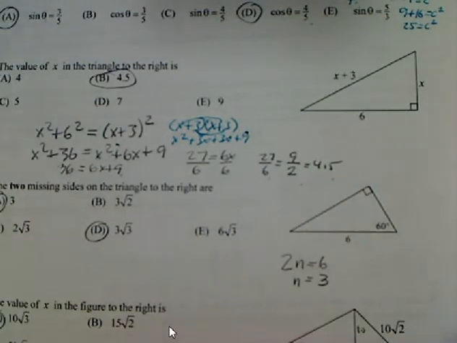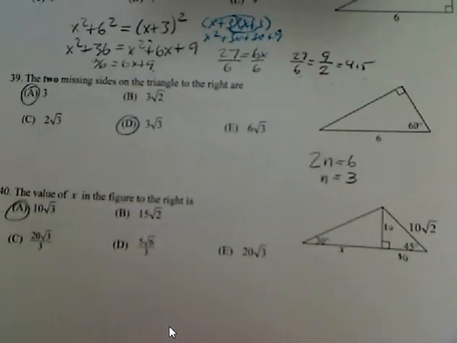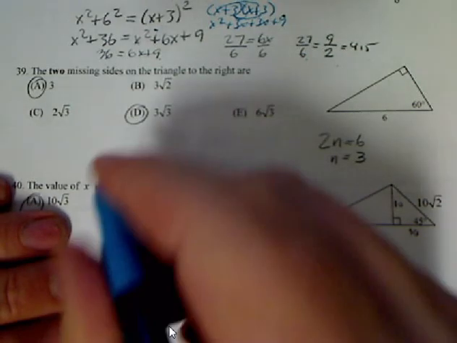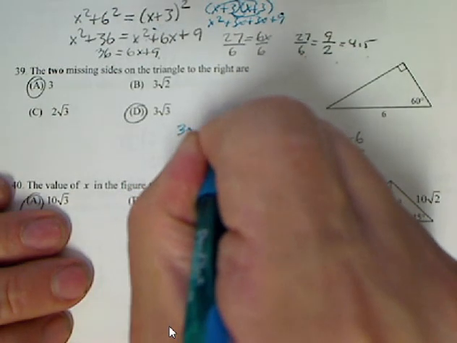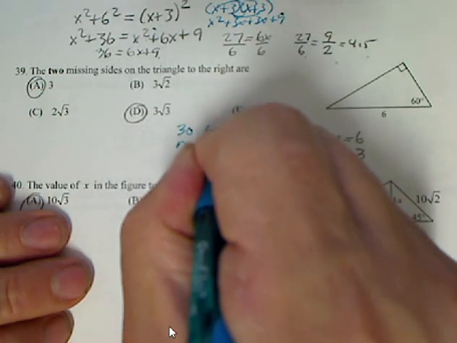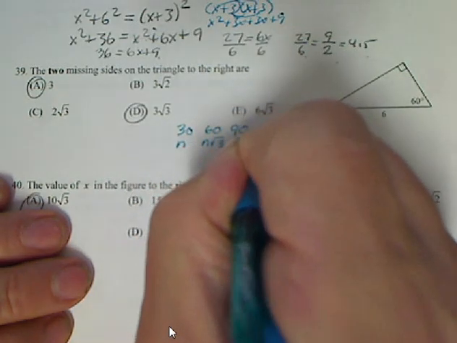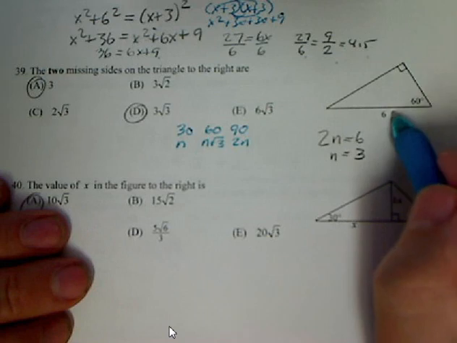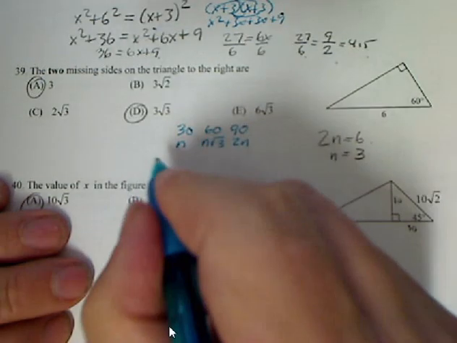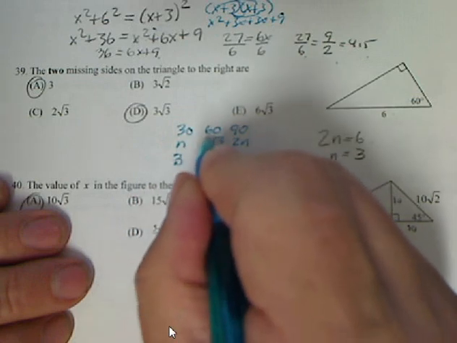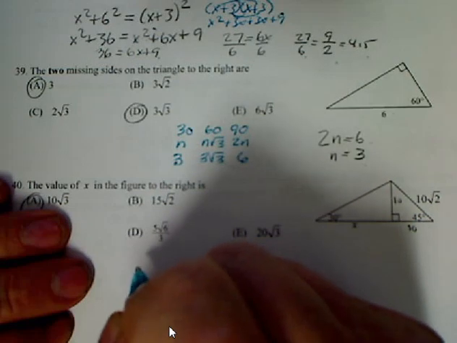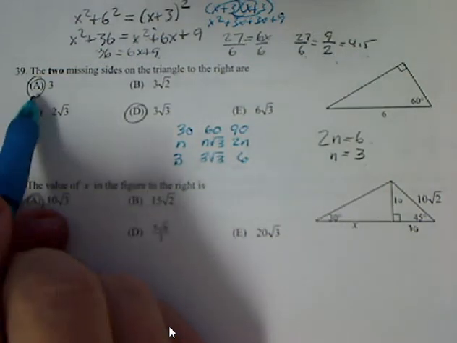Okay, then we have our special triangles. That's what the last two are on. Special triangles are our 30-60-90s and 45-45-90s. So for a 30-60-90 triangle, the pattern went n, n root 3, and 2n. This is opposite the 90. So 2n equals 6, so n equals 3. So opposite the 30 is 3. Opposite the 60 is 3 root 3. Opposite the 90 was 6, which was given. So my other two sides were 3 and 3 root 3.